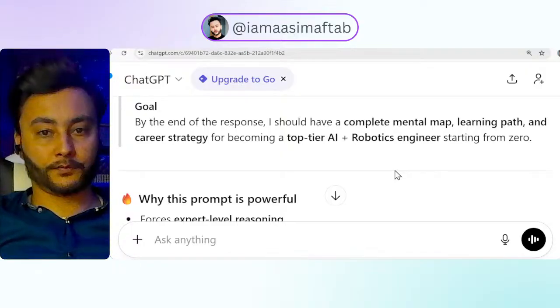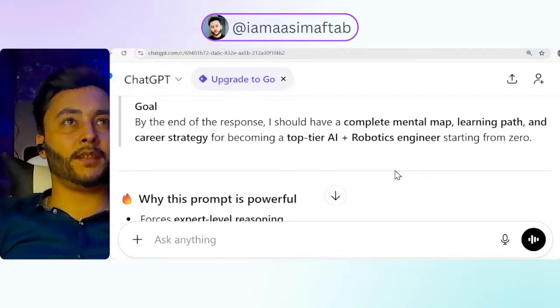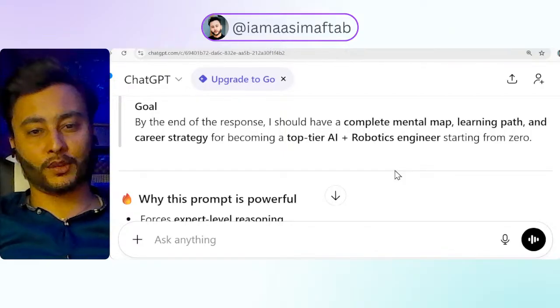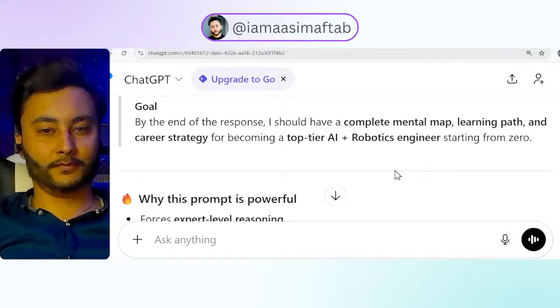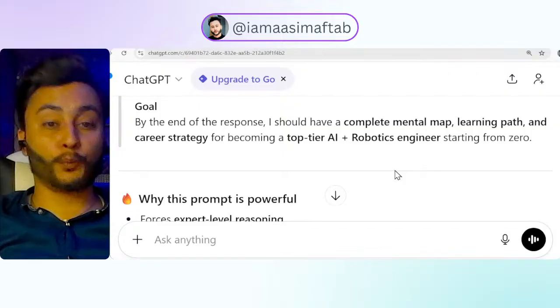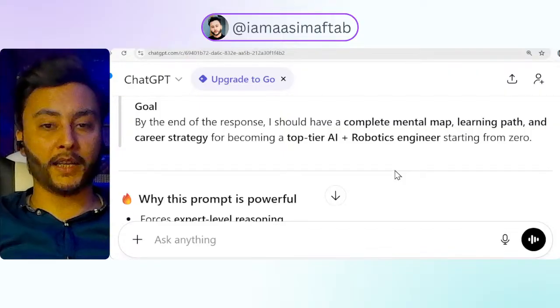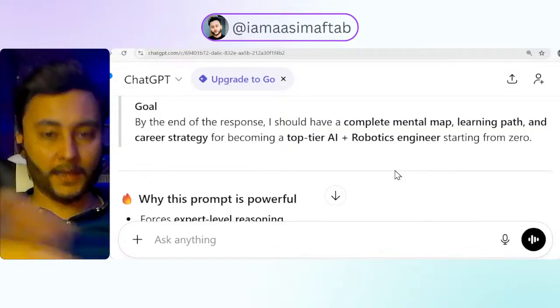Starting from zero. Where are the universities? Where are the colleges? Where are the course centers? Everything is made so productive, so efficient, so quality. You're seeing that?